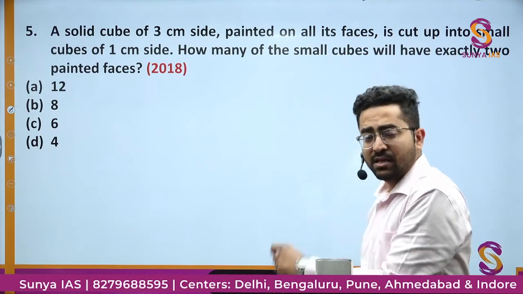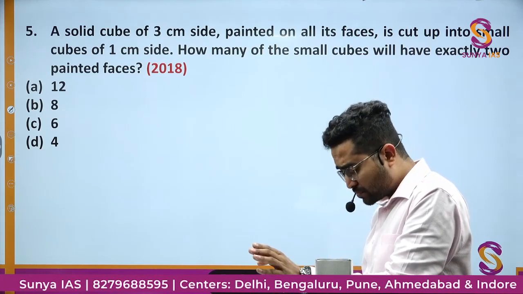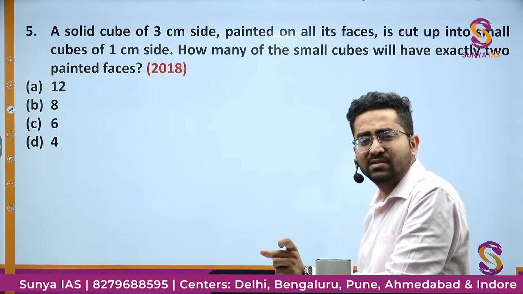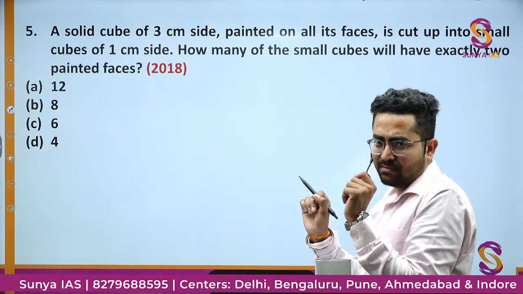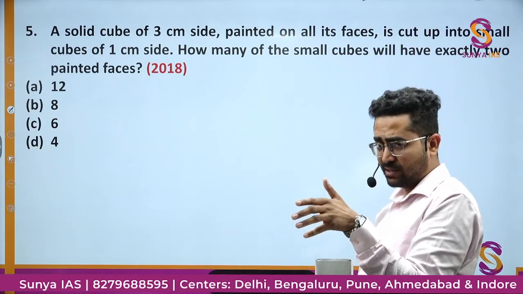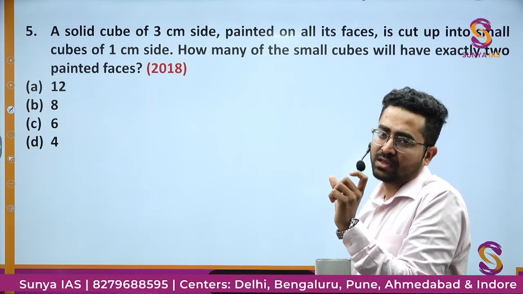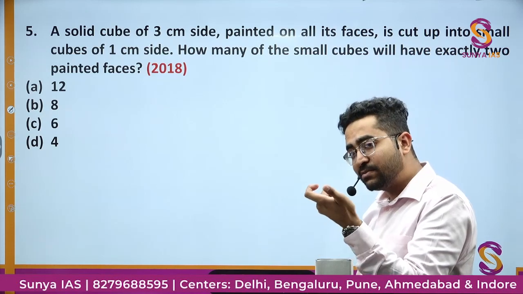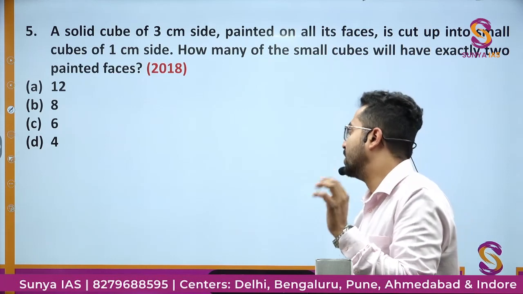Acha, remember one thing, whatever the formula I have told you, (n minus 2) cube, (n minus 2) square into 6, (n minus 2) into 12, like that. That formula is used only when the cube side is n, let's say n is equal to 4 centimeter or 3 centimeter, and that is cut into smaller cubes of 1 centimeter side. Then only that formula is applicable. Agar smaller cube ka side 2 centimeter hai, then that formula will not work.